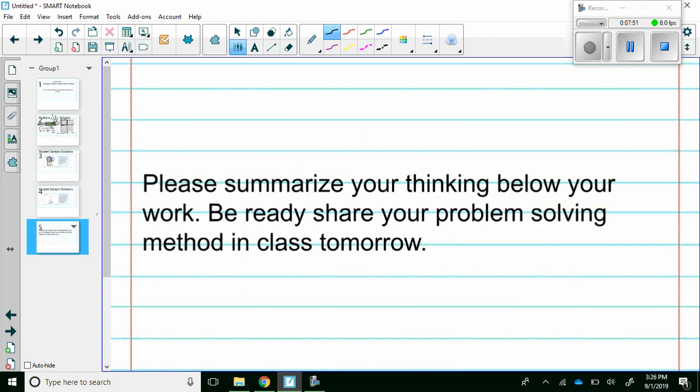Now I want you to think about your work. How did you solve the problem? Were you right or were you incorrect? Remember, it doesn't matter if you're incorrect. It just matters that you're learning as you go. Be ready to share your work tomorrow, and don't forget to write that summary in words and sentences explaining your thinking.